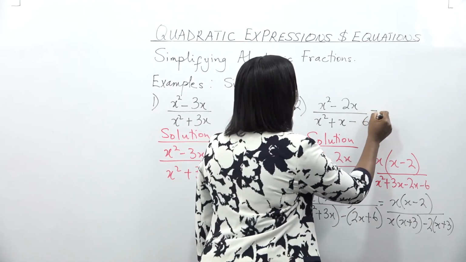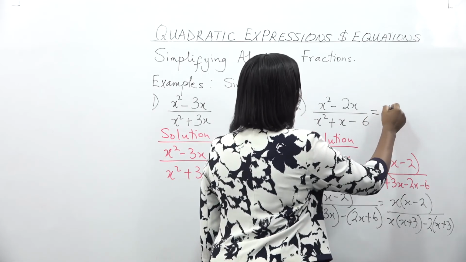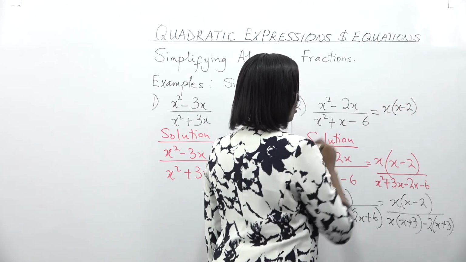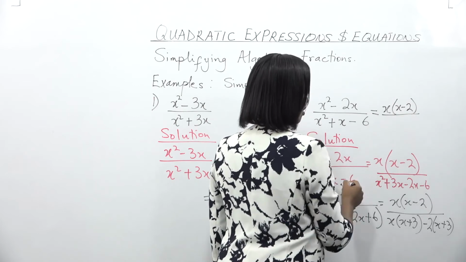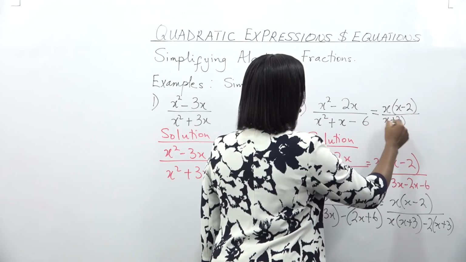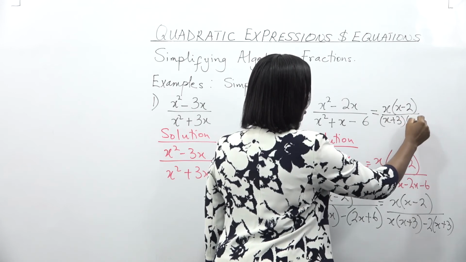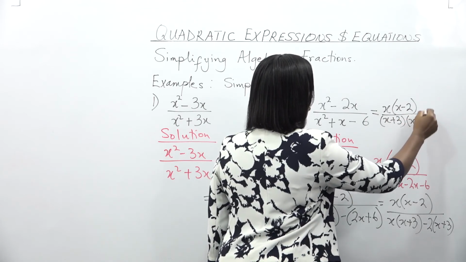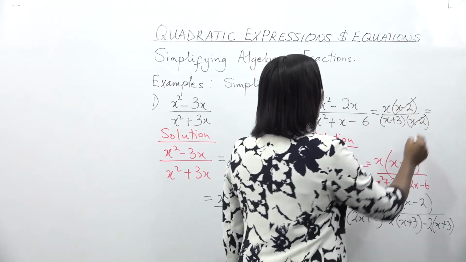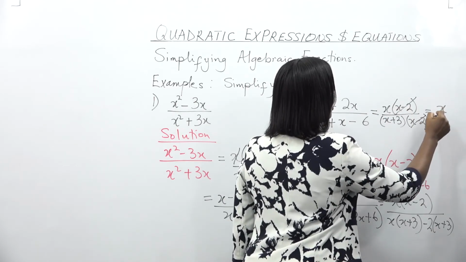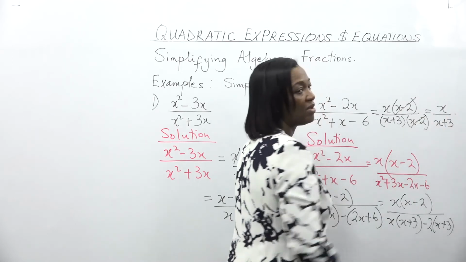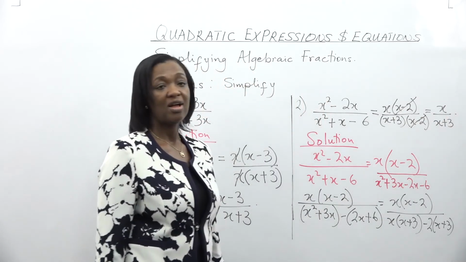Let's see how it plays out here. x into x minus 2 over x plus 3 into x minus 2. And this cancels out, leaving us with x over x plus 3 as a final answer.